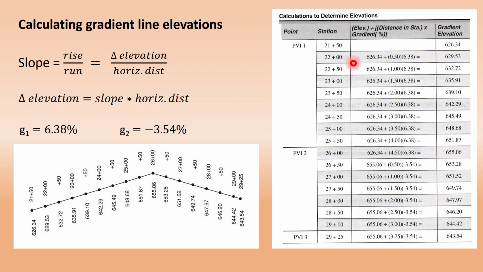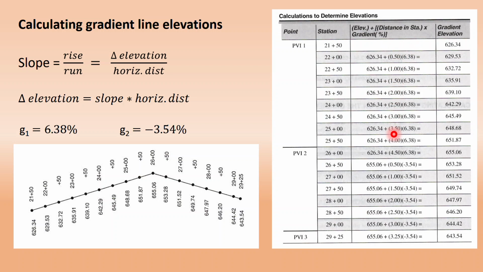This is the example out of the textbook. They're basically starting at the gradient elevation, right? And then using that in the equation every single time up until the PVI. And they're applying the slope, 6.38, times the distance in stationing, always from the beginning. That's why they're going half a station, and then one full station, and then 1.5 stations, and 2 stations, and so on, all the way up until 4 stations away. And then they get to their PVI.